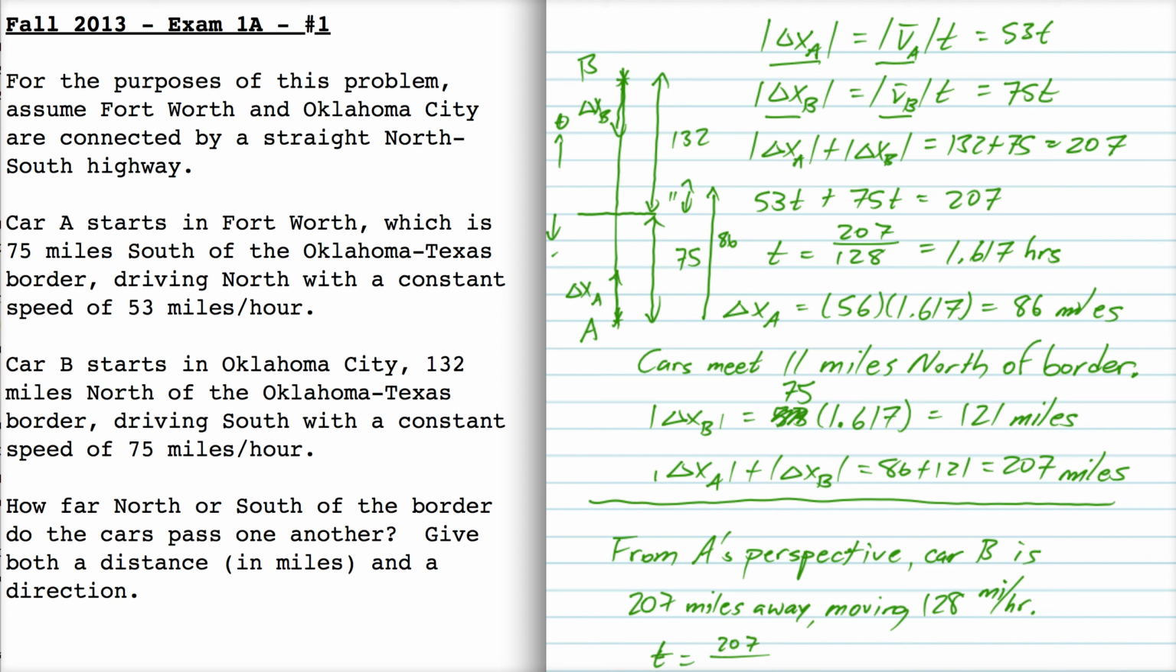Time is equal to distance divided by velocity, and that gets you your 1.617 hours. Right? So those are two different ways to approach that one.